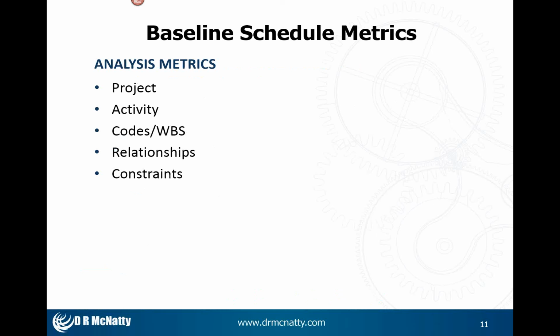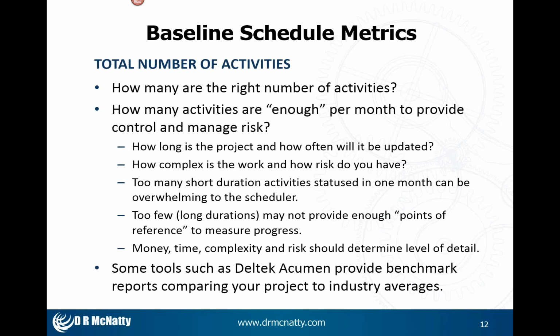Metrics can be across the project. They could be activity level. They could be related to codes and WBS, relationships and constraints, with the last two being sometimes the hardest to really understand what the impacts are. And for those, I've added some additional graphic detail to help to explain them.